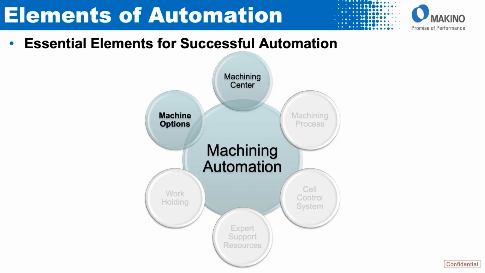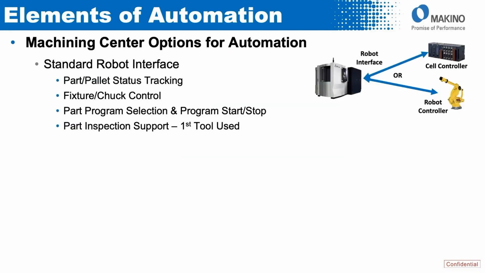Next, let's talk about the machining options. You need to have options that help integrate your machining center with the machine tending automation. Where we like to start is a robot interface. You have to have communications between your automation system, whether it's a part-based system, robot, or some type of pallet automation, and the machining center.